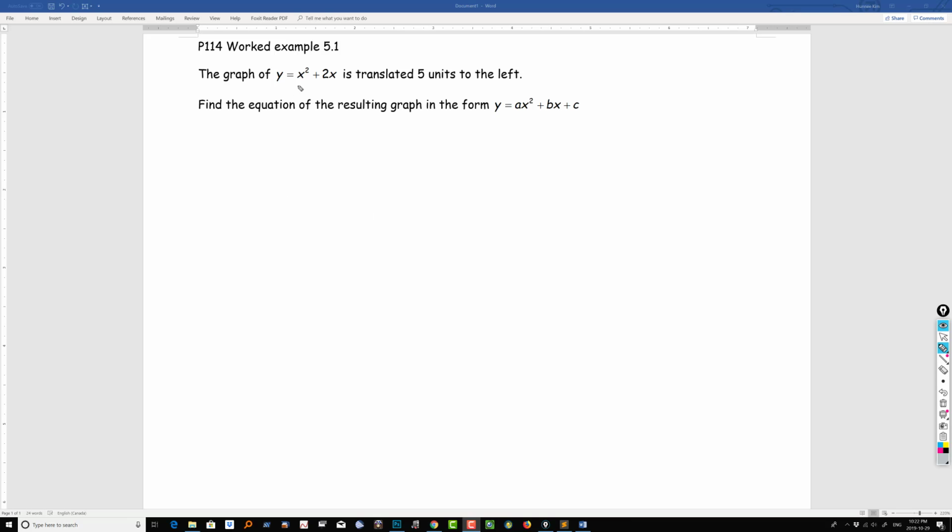This is our original function. We'll call this f of x. We'll say that f of x is equal to x squared plus 2x. And 5 left means that our new graph, we'll call this g of x, that's the new graph, is equal to f of x plus 5. So this here means 5 left. So this is going to be (x plus 5) squared plus 2 times (x plus 5).